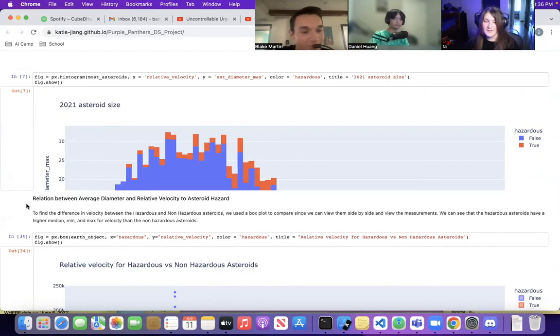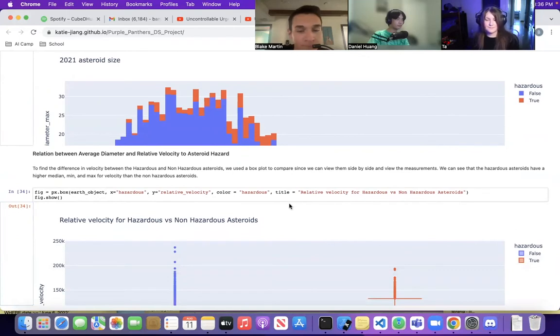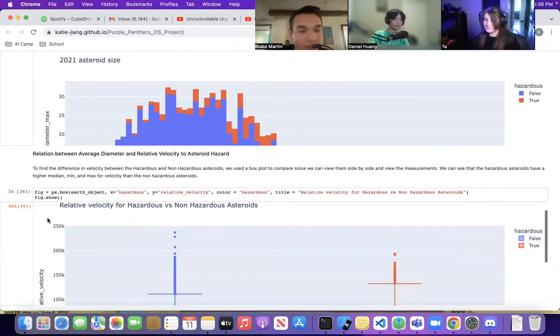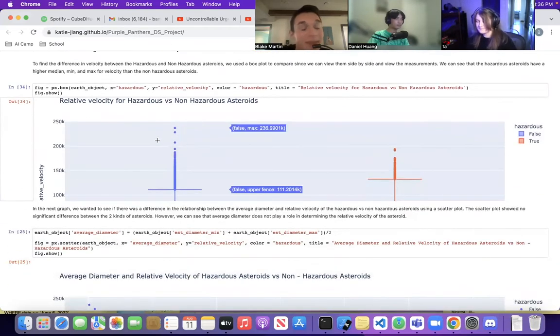Yep. To find the difference in velocity between hazardous and non-hazardous asteroids, we used a box plot to compare since we can view them side by side and check the measurements. We can see that hazardous asteroids have a higher median, min, and max velocity than non-hazardous asteroids. However, there's quite a bit of overlap. All right, we'll be quick. Yes, as Autumn said, this is our chart describing this section of the data analysis.